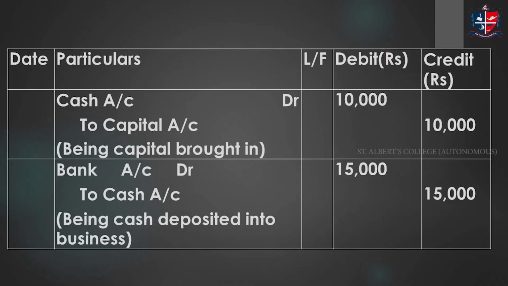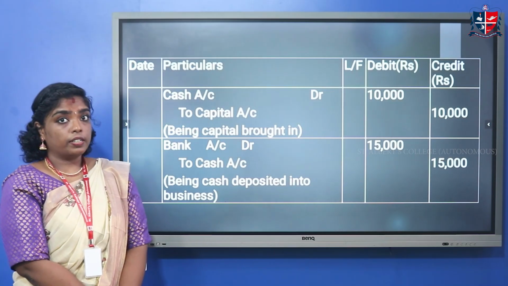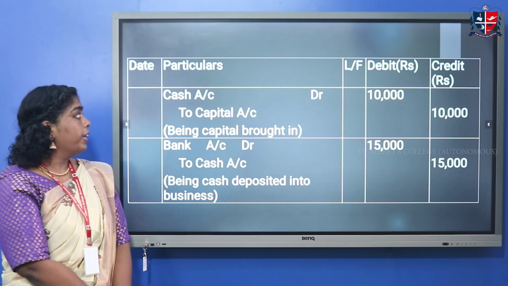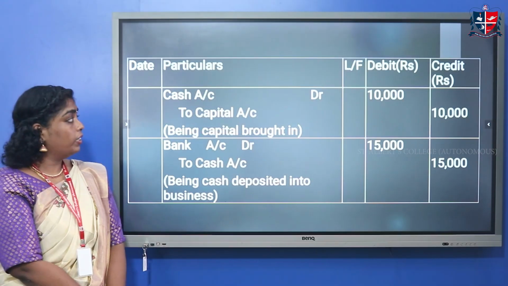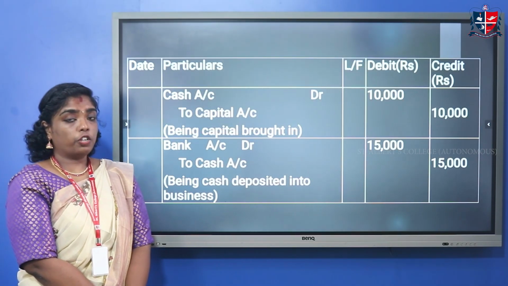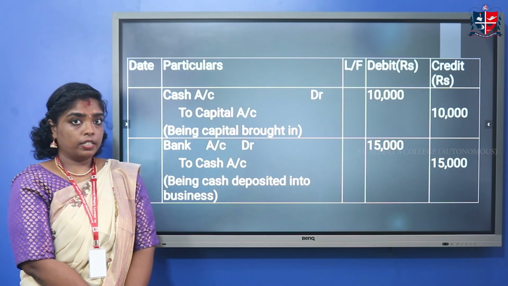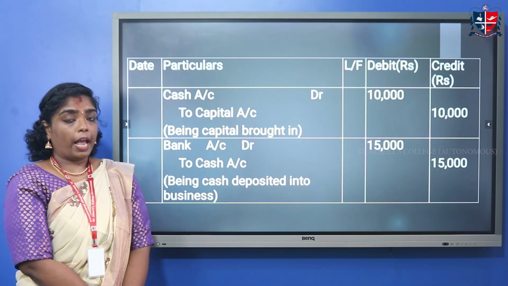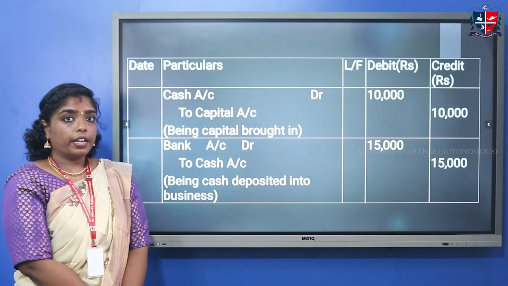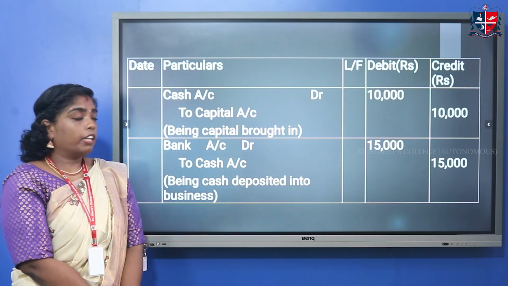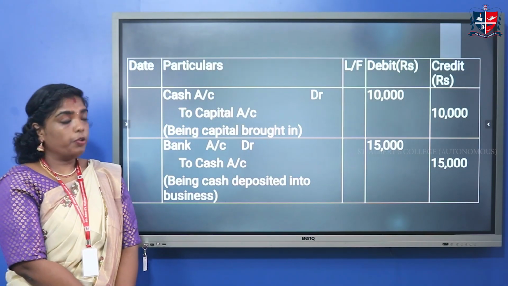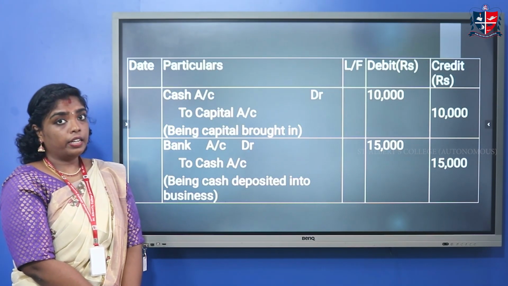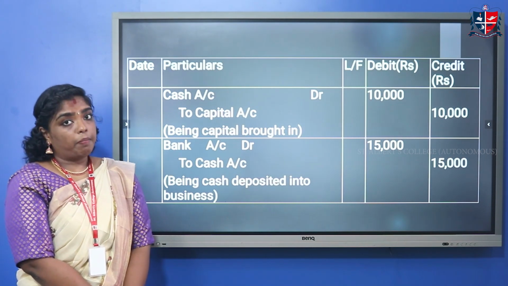The solution is here. The first transaction was started business with capital ₹10,000, and the entry will be cash account debtor ₹10,000 to capital account. Since the date is not given here, there is no need to write the date column. So for starting a business, capital should be brought in. And the entry for the same is cash account debtor to capital account. Here the amount given is ₹10,000. So write the amounts accordingly in the debit amount and credit amount columns.